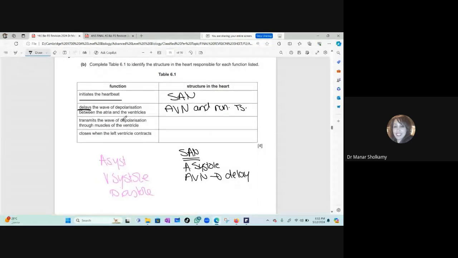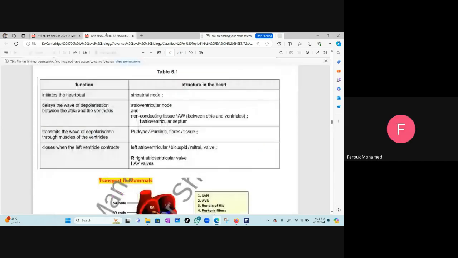What will transmit a wave of depolarization through the muscles of the ventricles? The Purkinje tissue. Yes. And what will close when the left ventricle contracts? The left atrioventricular valve, or the left bicuspid valve.